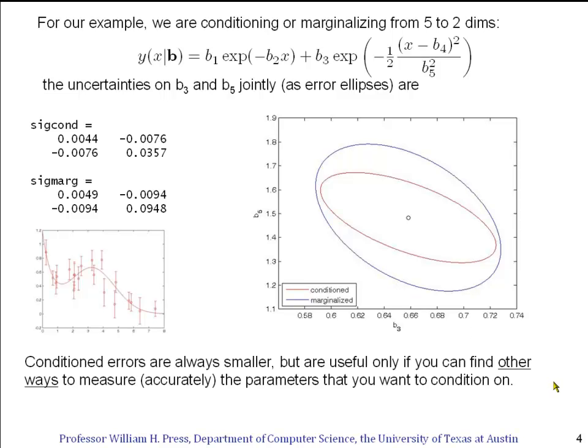So conditioned errors are always smaller, but generally that's not what you want anyway, because generally you don't have any other way to measure accurately the conditioned parameters, and what you want to do is marginalize.